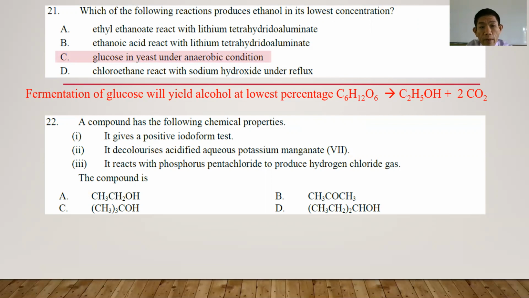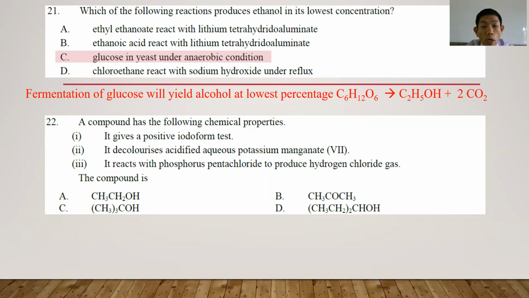22. A compound has the following chemical properties. Number one, it gives a positive test to iodoform test. So let's have a look at the selection ABCD, which one is out from our answer already. So A can, because A have methyl alcohol. B also can because it have methyl carbonyl. C cannot because tertiary alcohol can never give a positive test to iodoform test. Okay, so C is also wrong. And finally for D, you do not have this methyl alcohol group, so D also wrong. So the answer is either A or B.